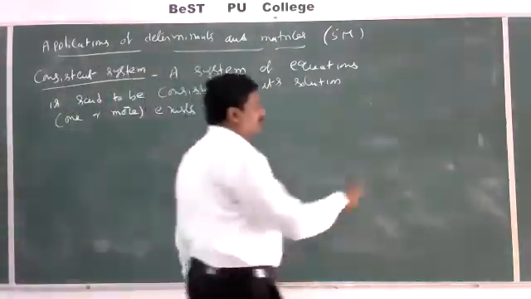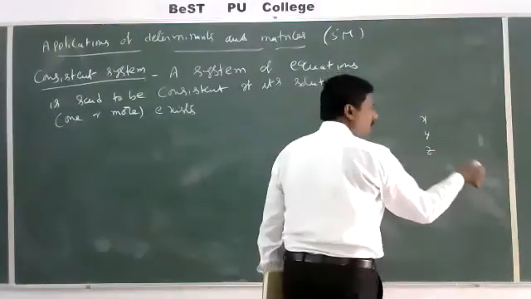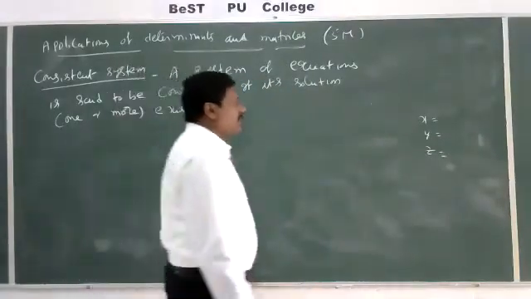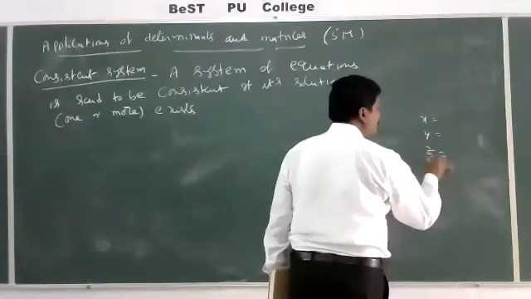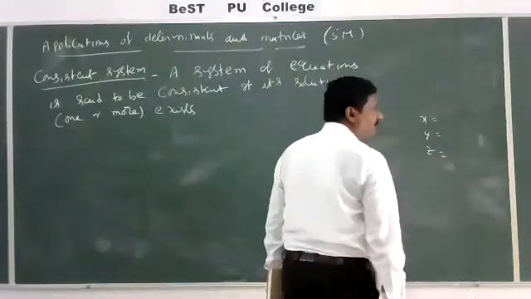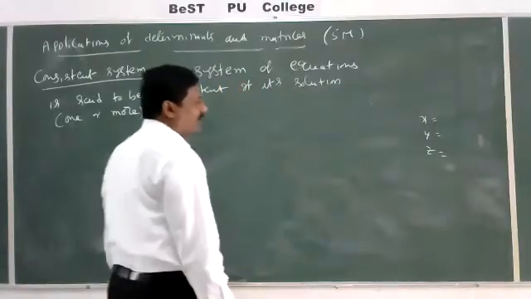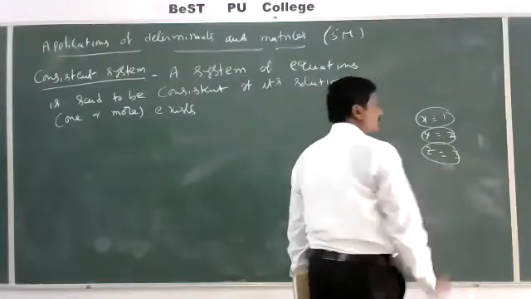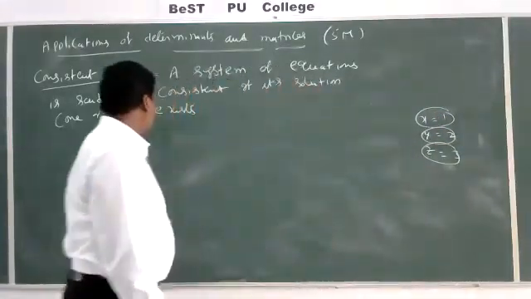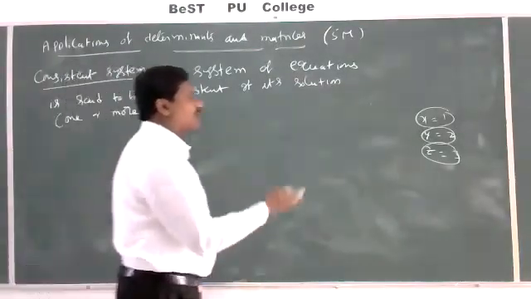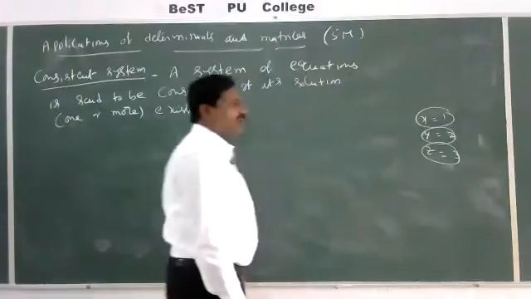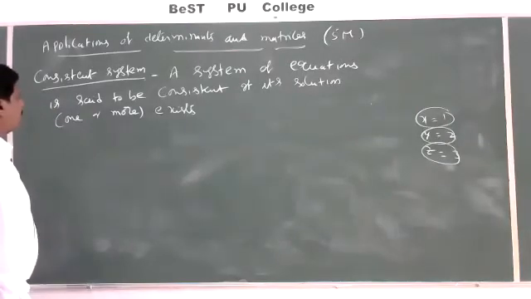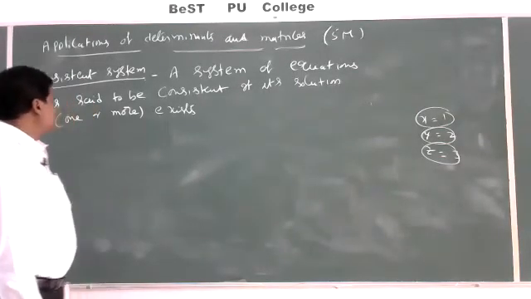One solution is nothing but the x, y, z values. You get a unique value for x, y, z, or sometimes more than one solution for these equations. If you get a unique value, suppose x equal to 1, y equal to 2, z equal to 3, then the system has one solution. Sometimes you will get more than one solution also, but in your syllabus only unique solution problems are there. A system of equations is said to be consistent if its solution exists.